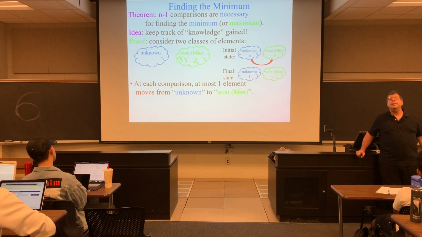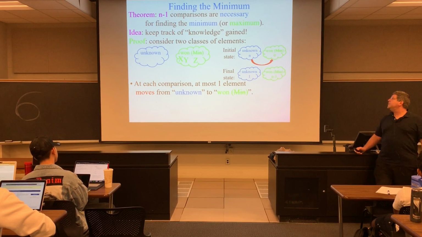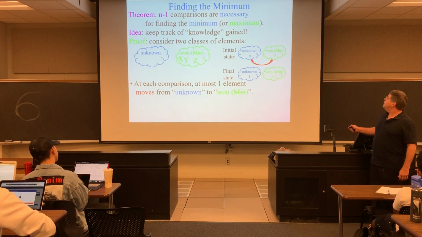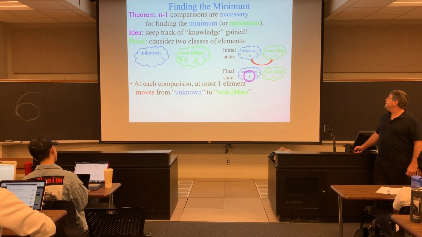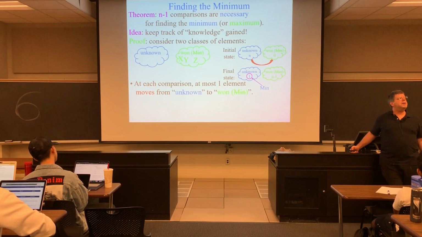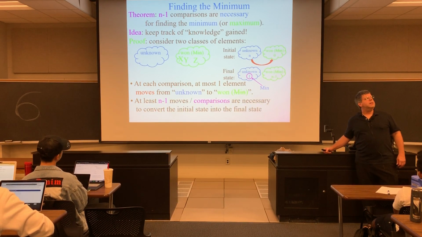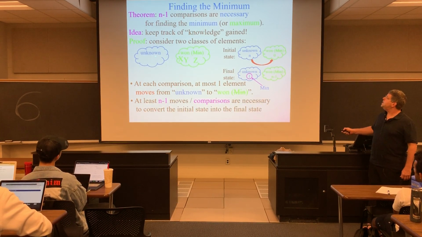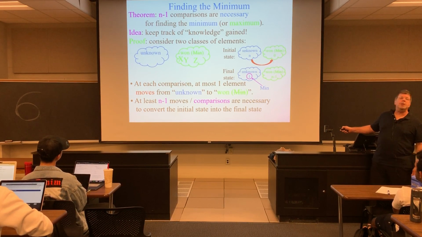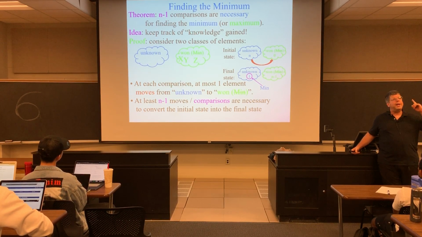Not even one element, 0 elements will migrate, and you'll be spinning your wheels, not making any progress. And that's okay. The lower bound still holds, because to get from this state here of n unknowns to 1 unknown, it must take you a minimum of how many different comparisons at the very least? n minus 1. Because each comparison empties this unknown set by at most one element at a time, not two.